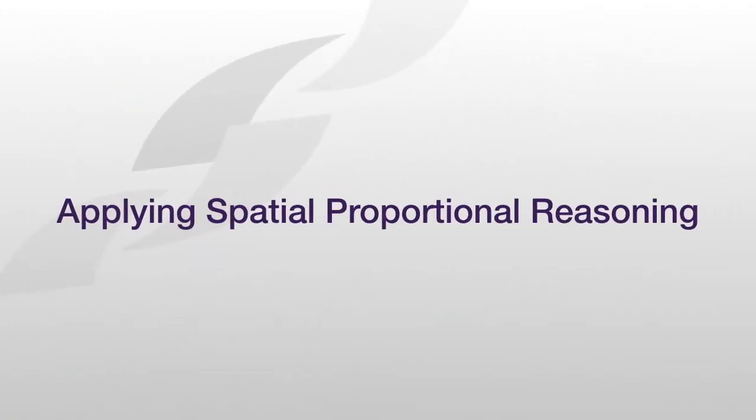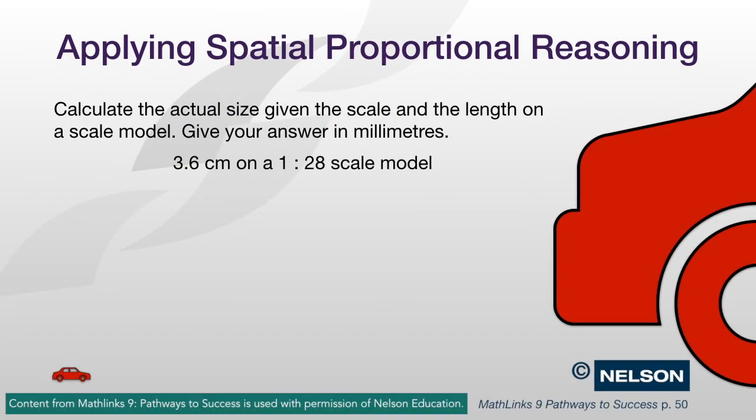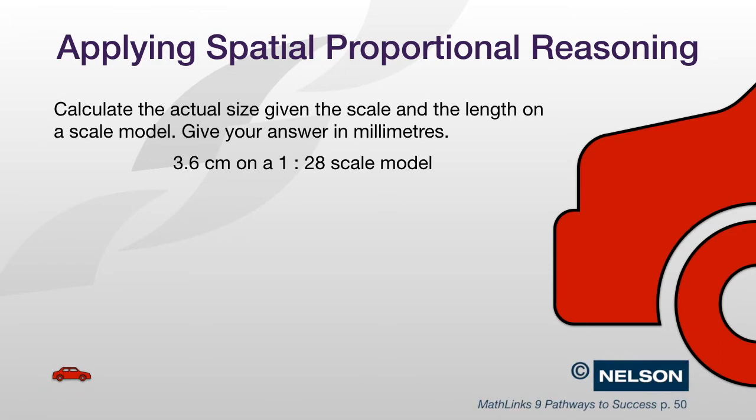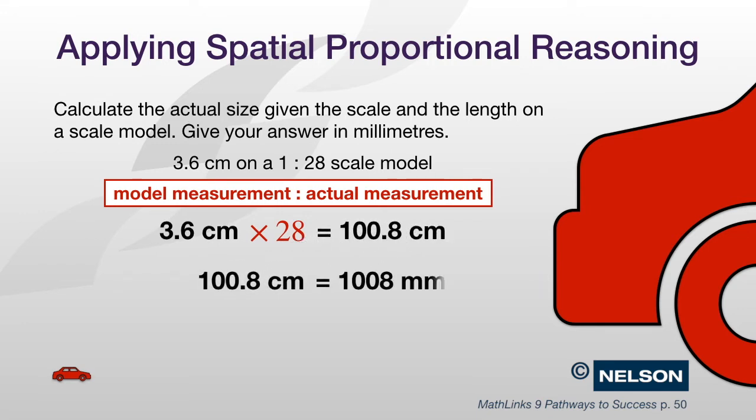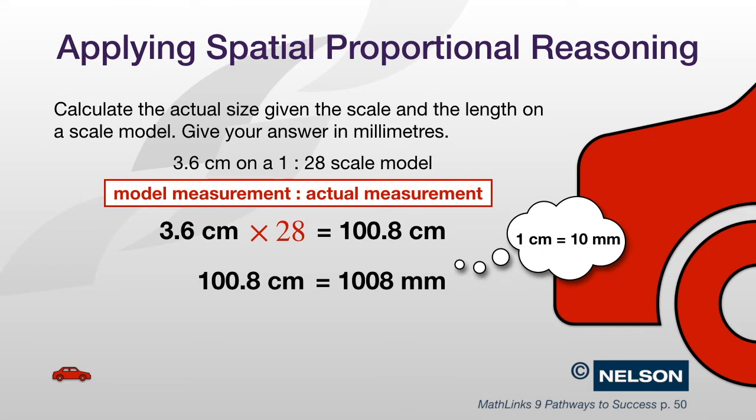Let's apply our understanding of proportional reasoning to some questions from the textbook. Calculate the actual size given the scale and the length on a scale model. Give your answer in millimeters. 3.6 centimeters on a 1 to 28 scale model. The scale of 1 to 28 means that 1 centimeter on the model represents 28 centimeters as an actual size. Multiplying the length on the model by 28 gives us the actual length in centimeters. 100.8 centimeters is equivalent to 1008 millimeters.